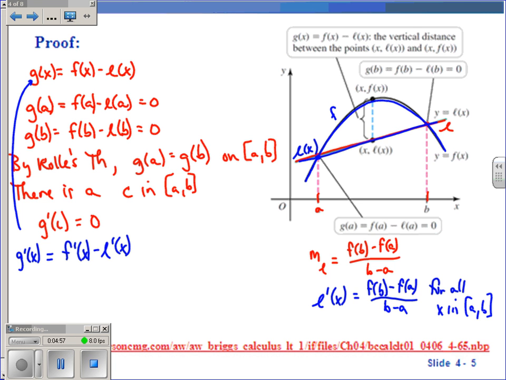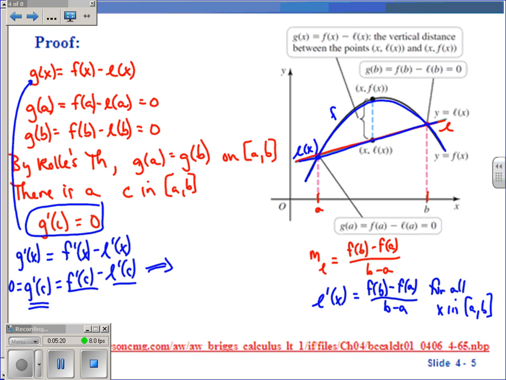Now looking back at this equation, I have G prime is F prime minus L prime. Specifically, G prime of C will be F prime of C minus L prime of C. But G prime of C, we know, is 0. That's the result from Rolle's theorem. So if this is 0, that means F prime of C is equal to L prime of C.